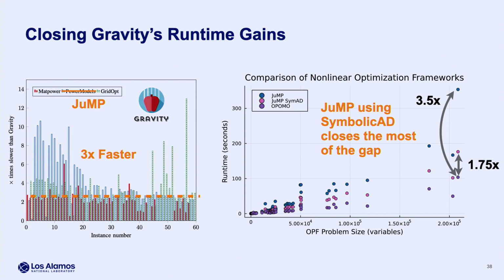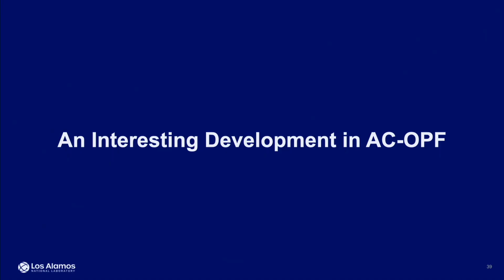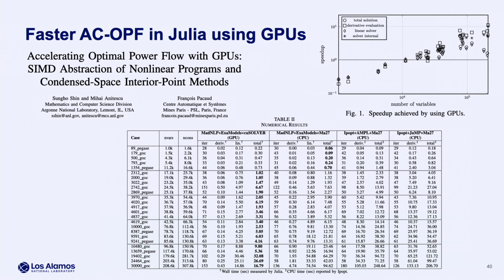Now, we use it for all of our large-scale stuff in infrastructure. This is almost the end of this talk. I just wanted to mention one more interesting development. If you're interested in large-scale optimal power flow, there is a very nice new paper by Sungho Shin and other collaborators at Argonne National Lab, where they got AC optimal power flow to work efficiently on a GPU. And I think this is now the new state of the art for the absolute fastest AC optimal power flow solve times.